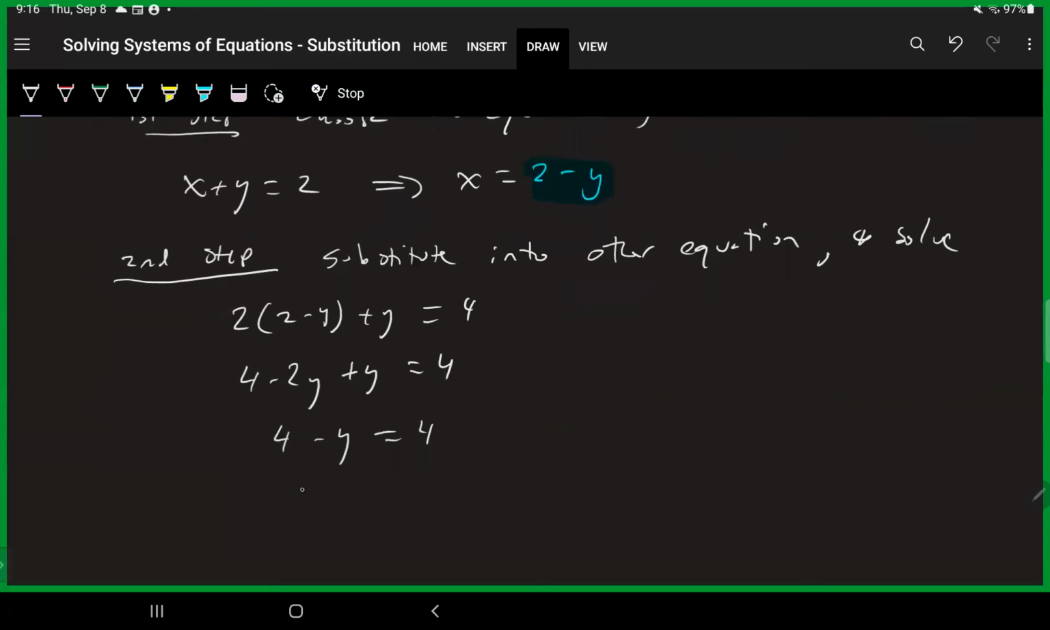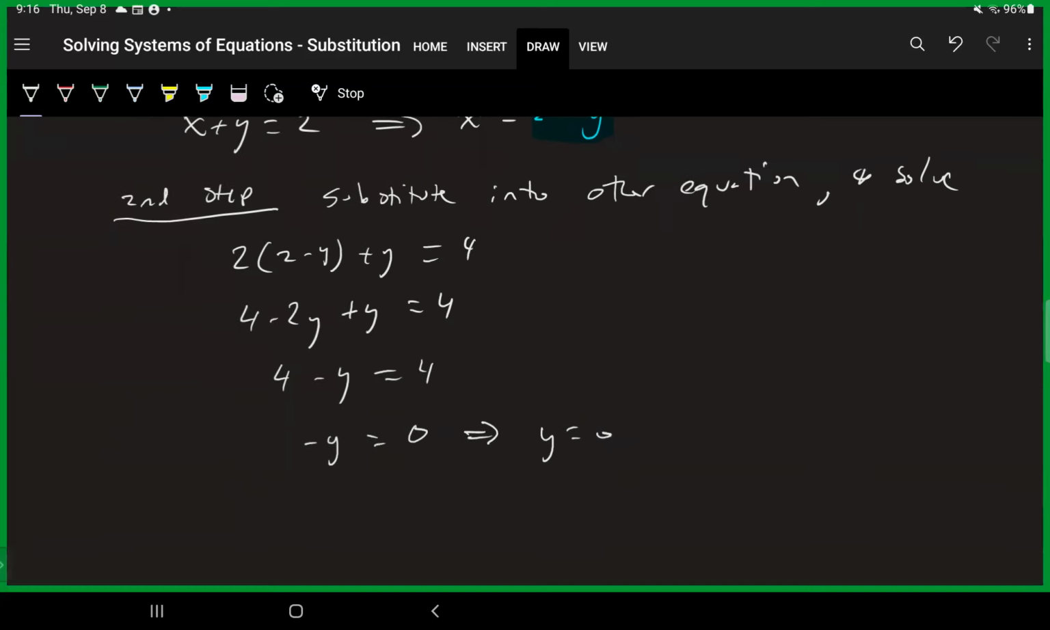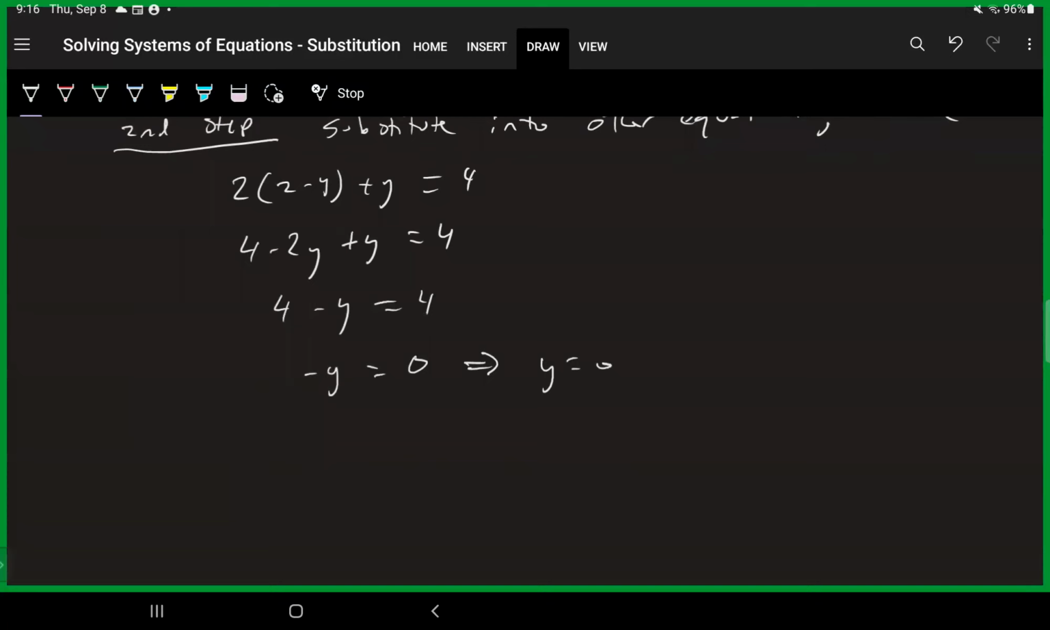And if I solve for y, I subtract 4 from both sides, and you get a negative y is 0. And in this case, it's not going to make a difference because the sign of 0 doesn't change. But make sure you pay attention to your negatives. That doesn't disappear. If I divide both sides by negative 1, I get y is 0. Okay, so we know that y is 0.